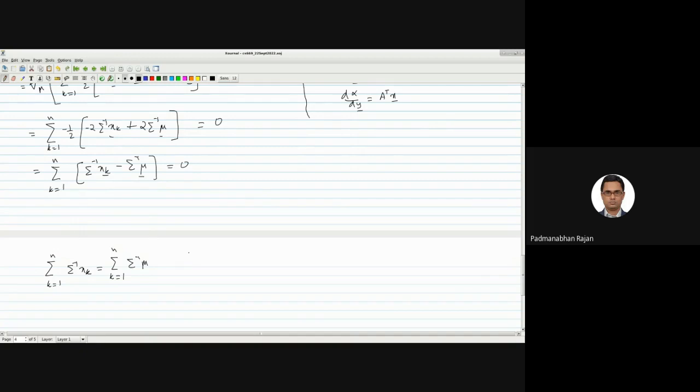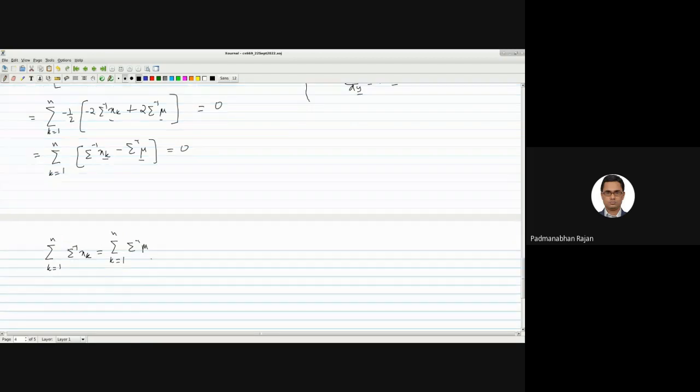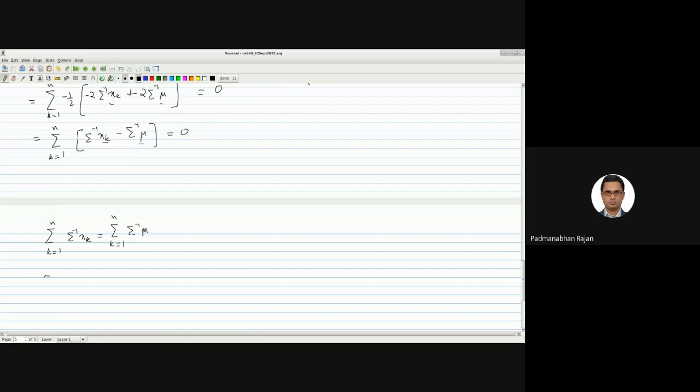Yeah. So in this case, our sigma inverse will get cancelled out. Anyway, it does not matter because now we are differentiating with respect to mu. So I get, these are our vectors. Cancel sigma inverse. So I will get the sum over k equal to 1 to n of xk is equal to, the sigma inverse will be n mu.